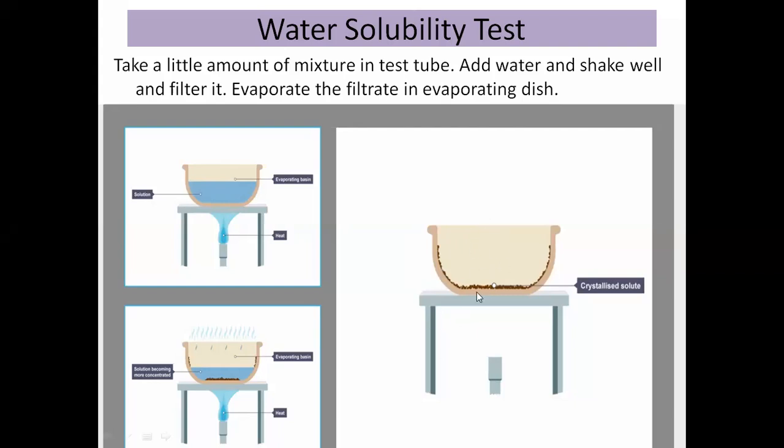If after evaporating water you get the precipitate, it means one of your compounds is water soluble. Then you will take your whole mixture in a beaker and add the water to it and stir it continuously for at least 5 minutes, and then you will filter it into the evaporating dish. Then you will heat that filtrate in the evaporating dish, and after the water gets evaporated, you will get your water soluble compound. This is the way in which you will separate the mixture containing a water soluble compound.